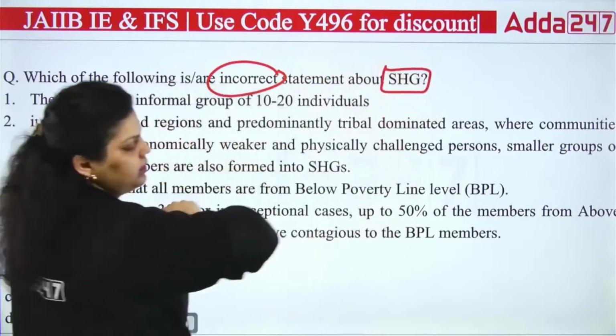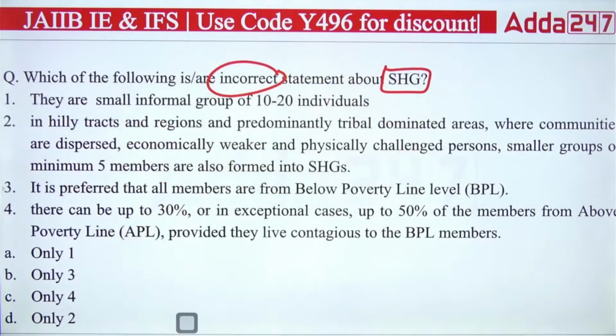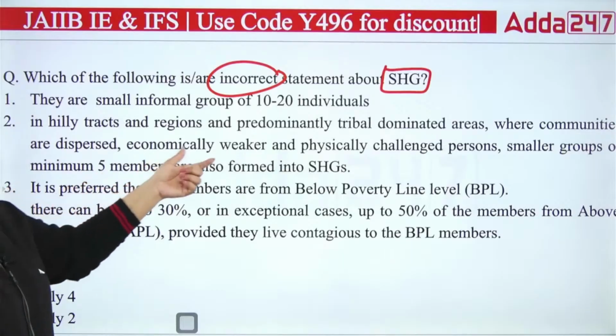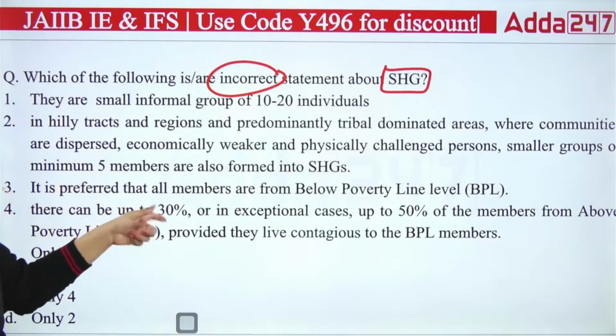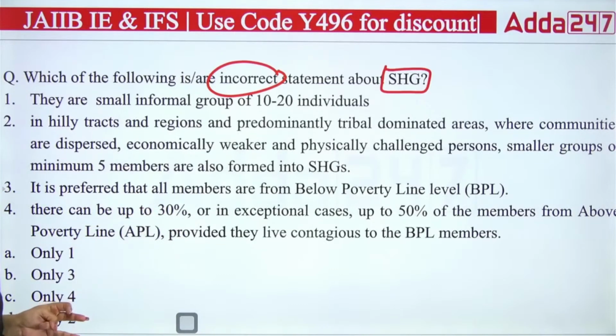Next question we are talking about here, which of the following is our incorrect statement about self-help groups? The first is saying that they are a small informal group of 10 to 20 individuals. Second is saying in hilly tracts and regions and predominantly tribal dominated areas where communities are dispersed, economically weaker, physically challenged person, a smaller group of minimum 5 members are also formed into self-help group. Next, it is preferred that all the members are from below poverty line. Fourth, there can be up to 30% or in exceptional case up to 50% of the members from the above poverty line, provided they live contiguous to the BPL families.